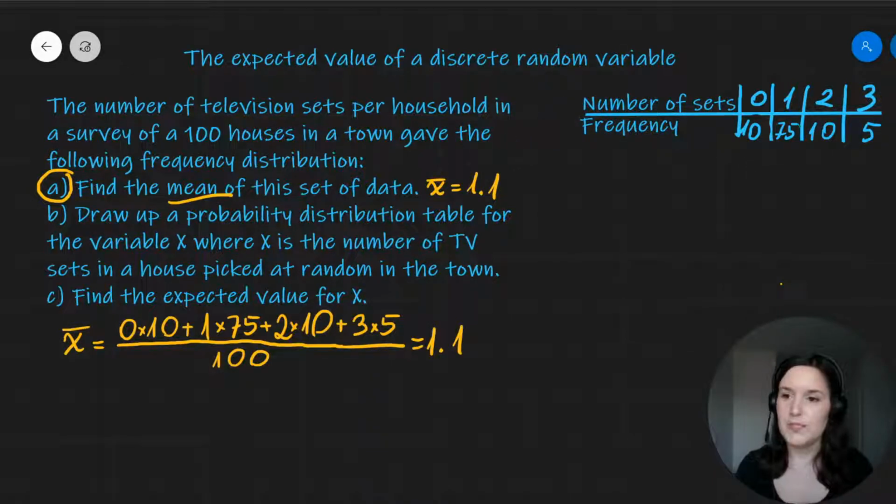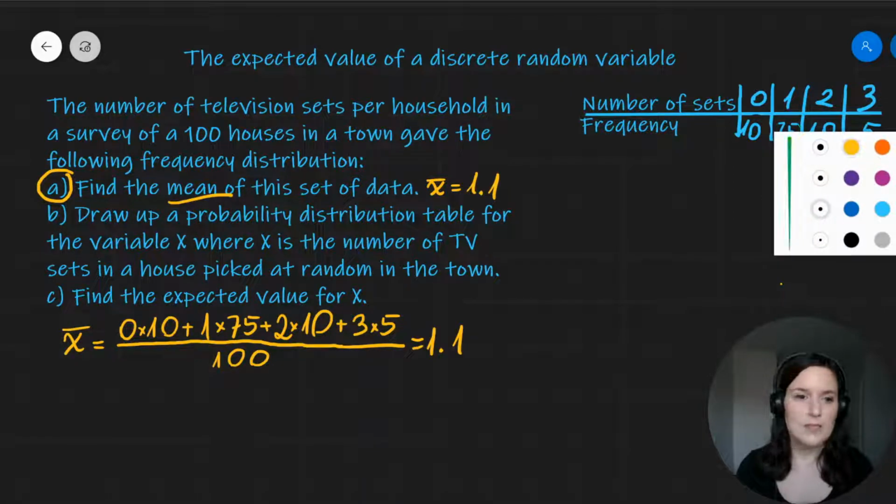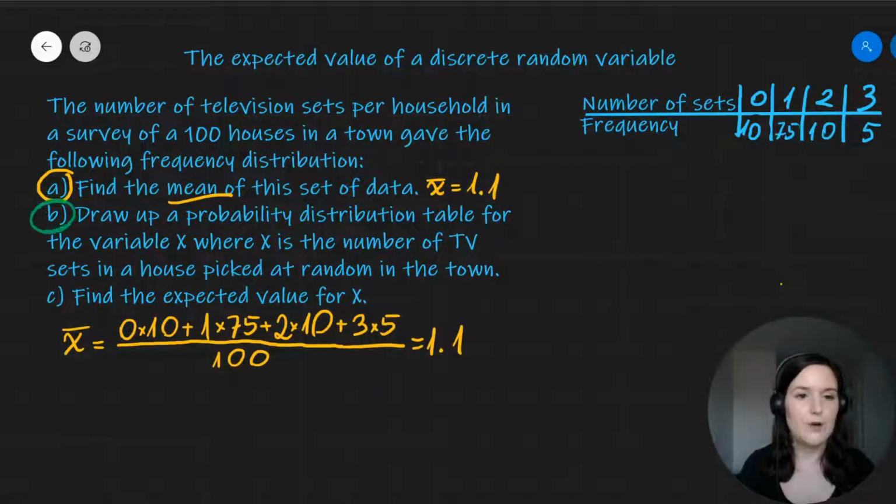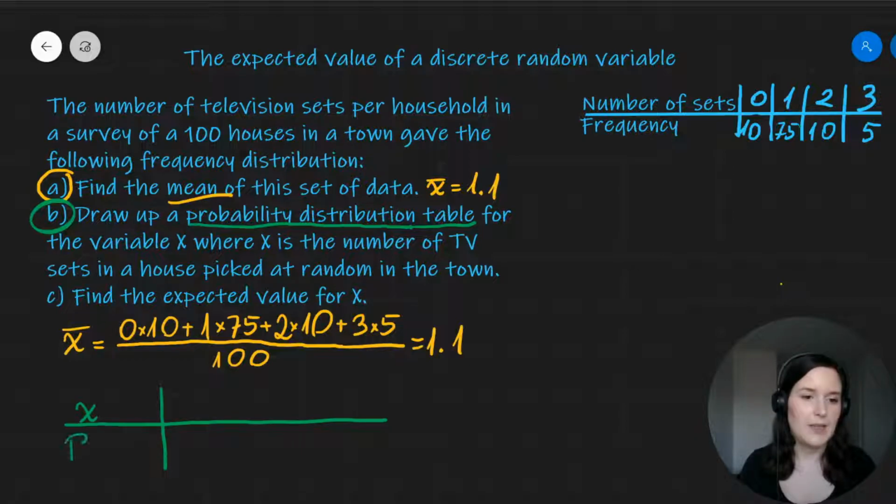In part B, we should draw up a probability distribution table for the variable x, where x is the number of TVs. So now we would like to prepare a table with probabilities. Okay, I will base it on the frequency table. The random variable is the number of TV sets in a household, which was picked at random.